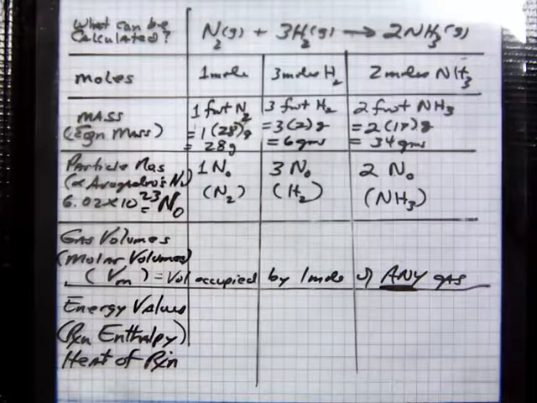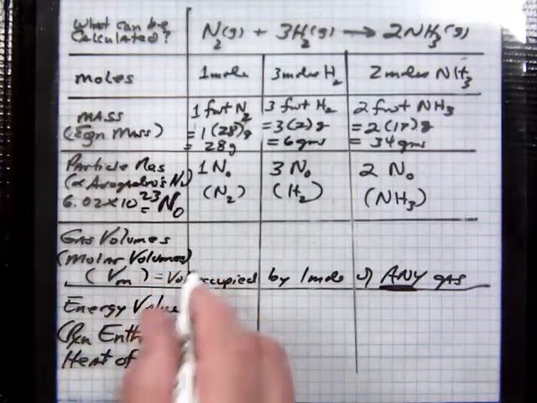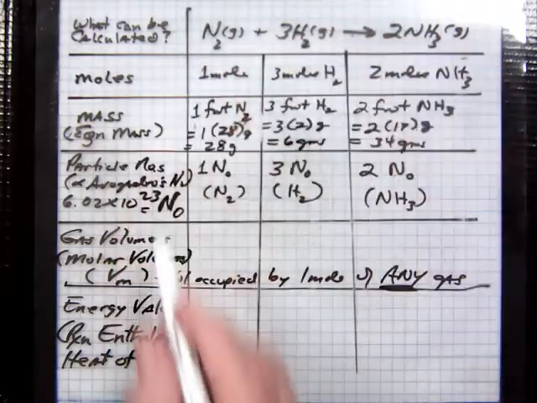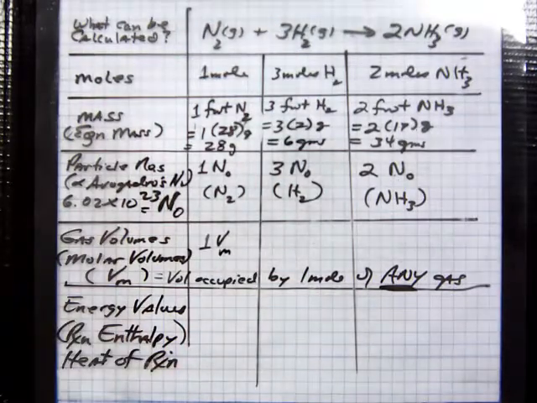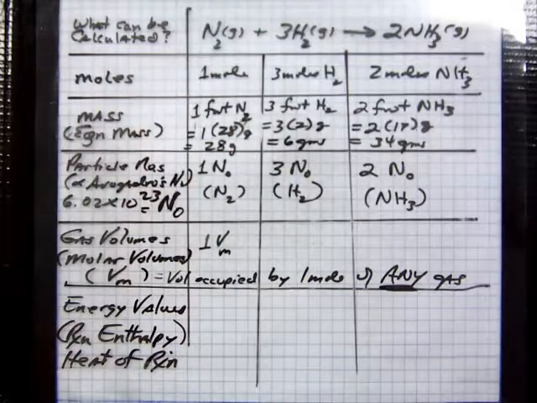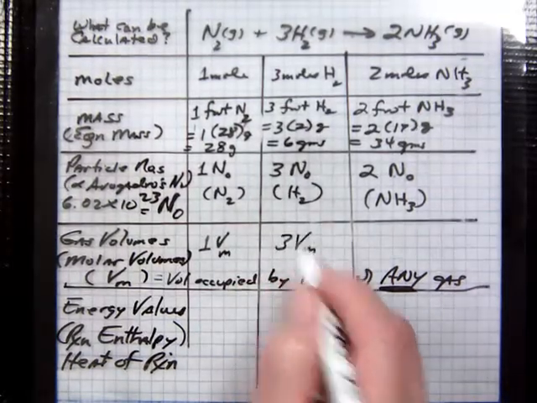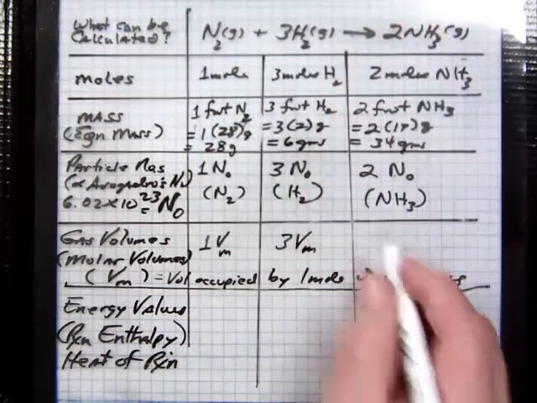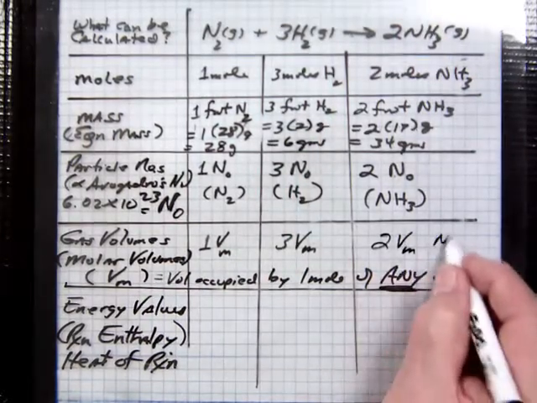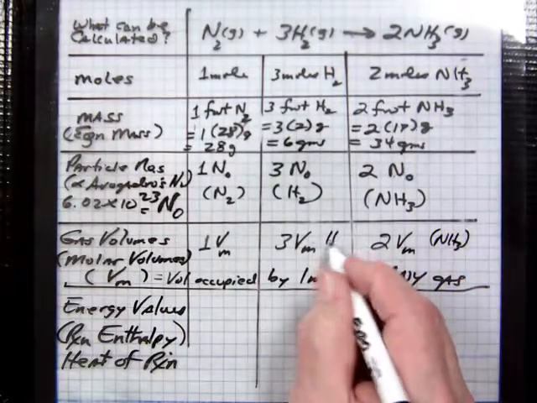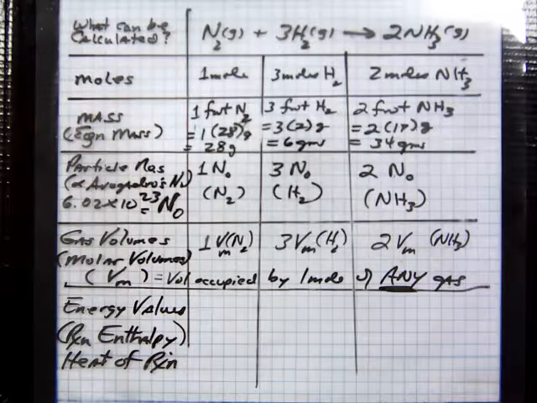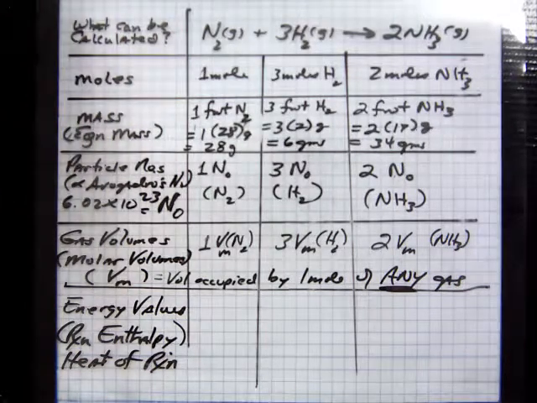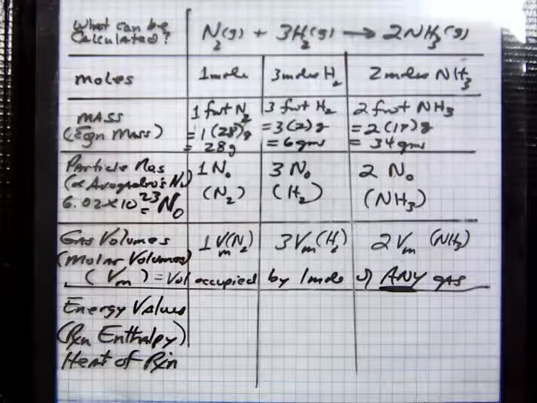But right now, this molar volume is related to your equation in the following way. Here's 1 molar volume because the coefficient's 1. So you have 1 molar volume of nitrogen, but you have 3 molar volumes of hydrogen gas, and 2 molar volumes of ammonia. What those volumes are depends on temperature and pressure. Only at 0 degrees and 1 atmosphere can you say it's 22.4.